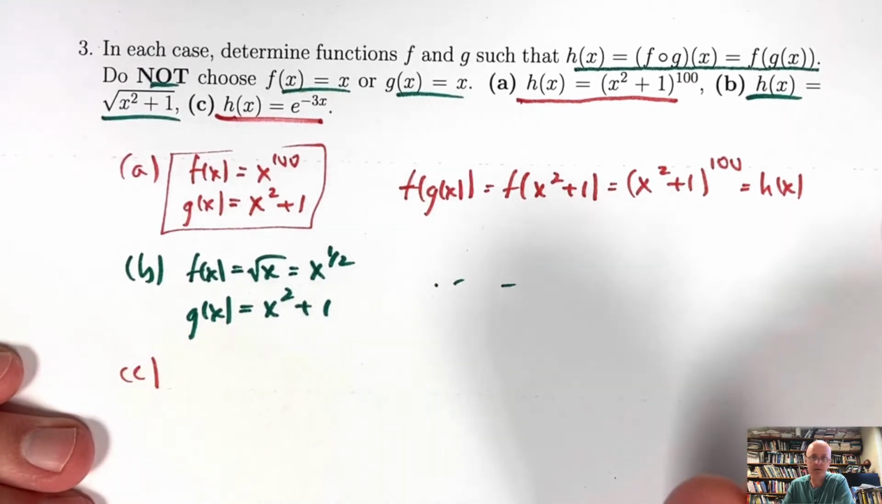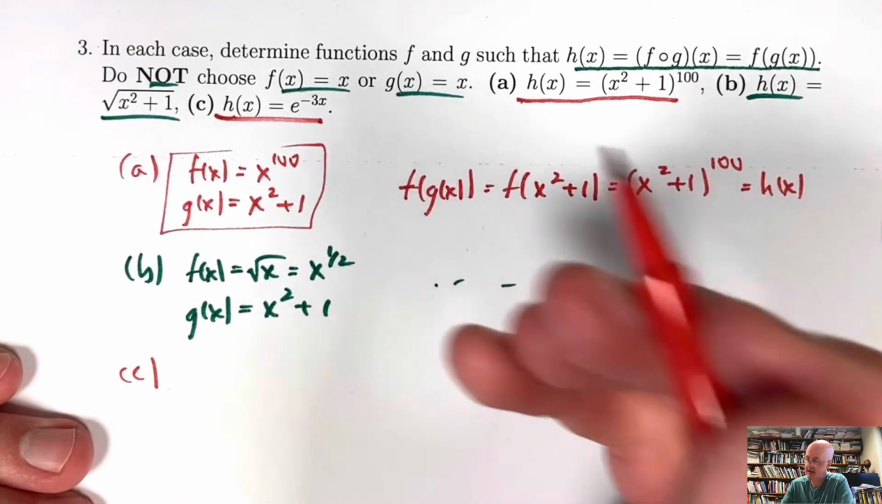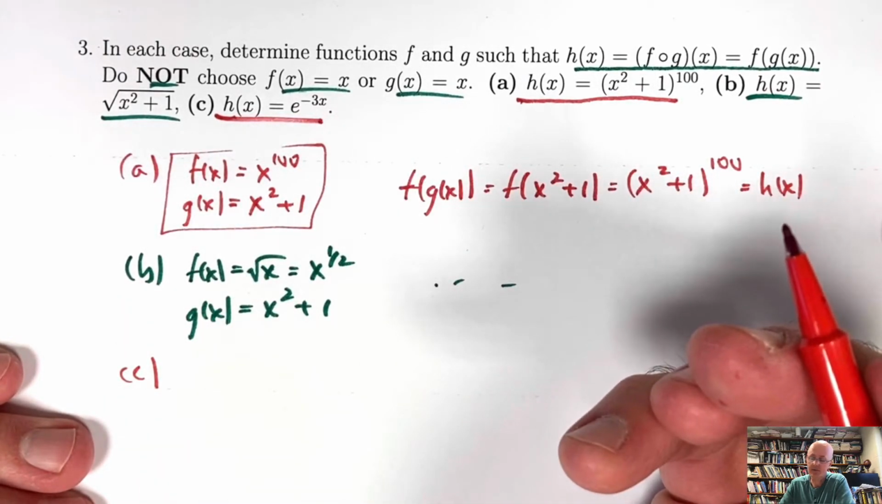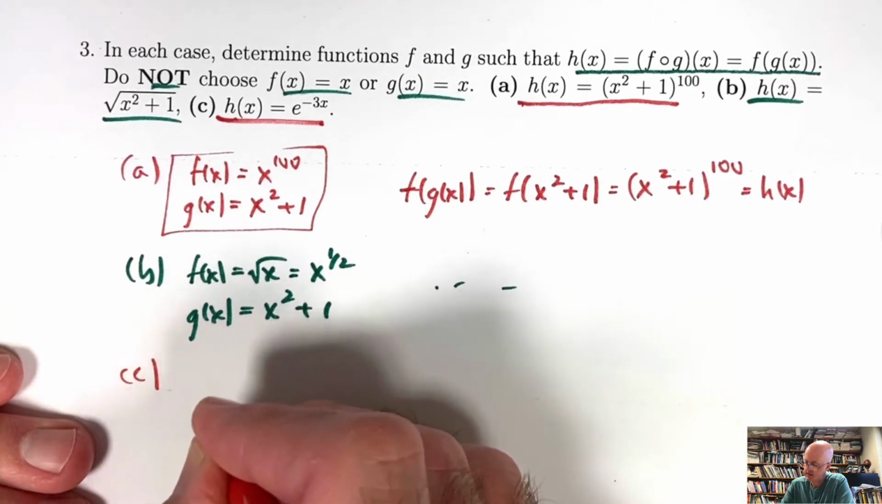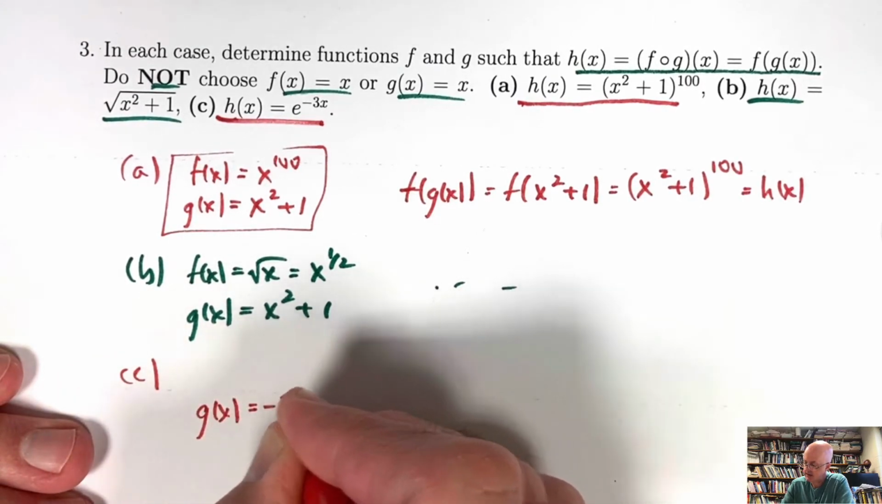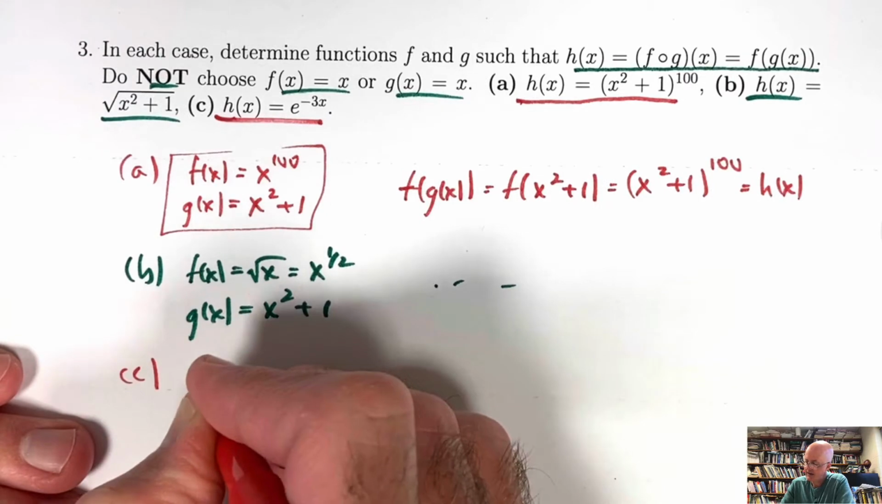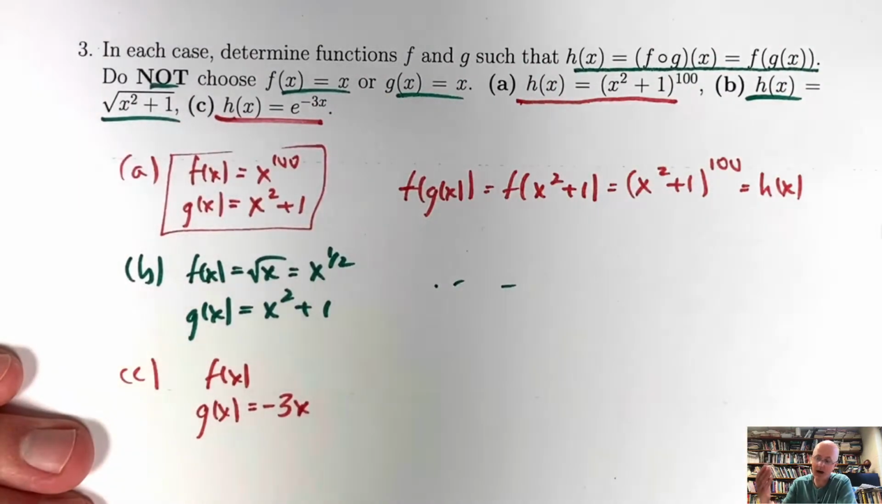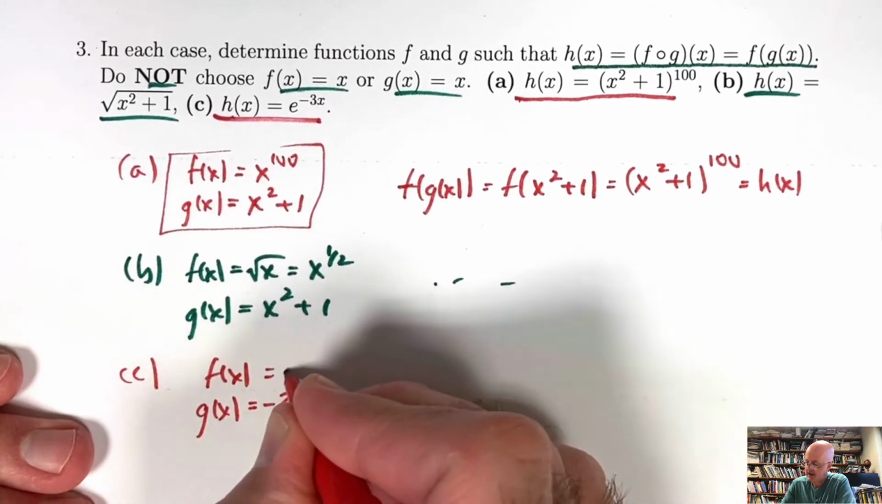What operation gets done first? That's the g of x, the inner function. Take the number x and multiply it by negative 3. That's the g of x. G of x is negative 3x. What's the f of x? What other function is here? It's e to a power. e to the x.